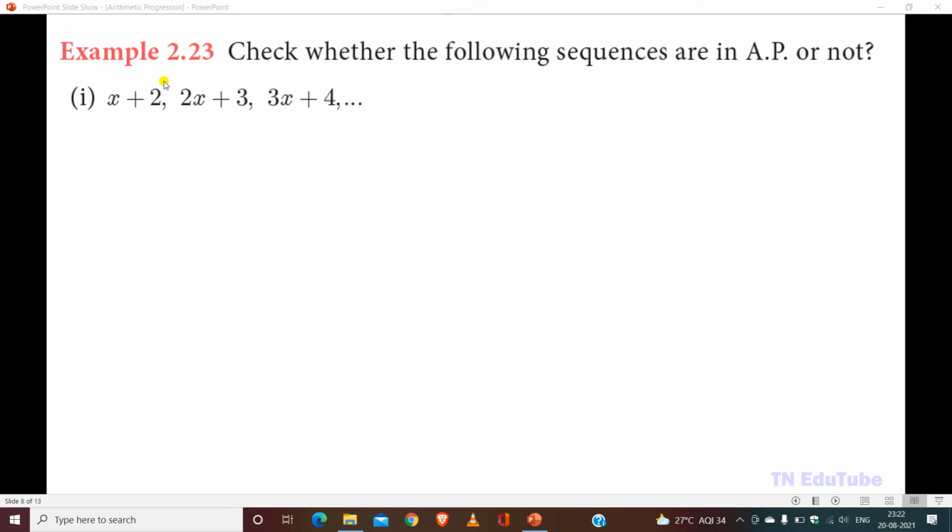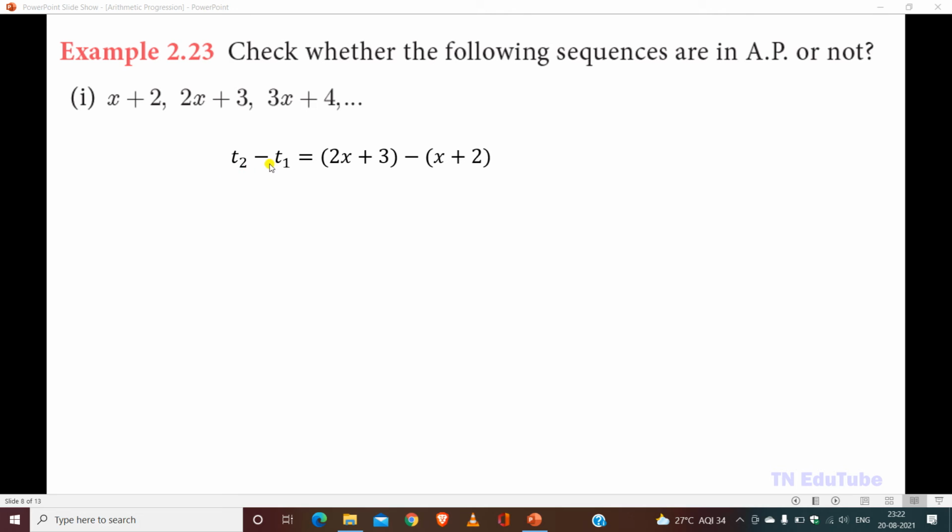See this: x plus 2, 2x plus 3, 3x plus 4, etc. We have to check the sequence is an AP. How to check the sequence is an AP? We have to check the common difference. T2 minus T1, T3 minus T2. If they are same, we say that they are in arithmetic progression.